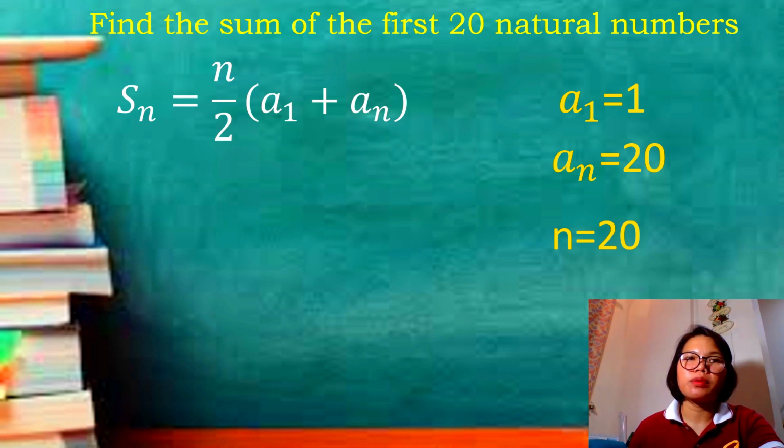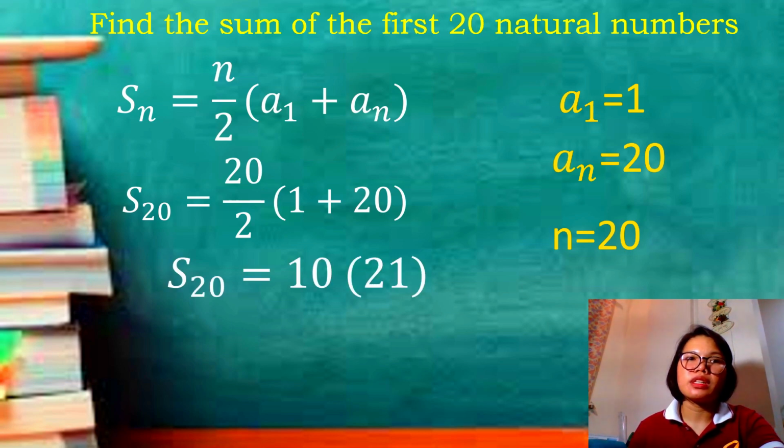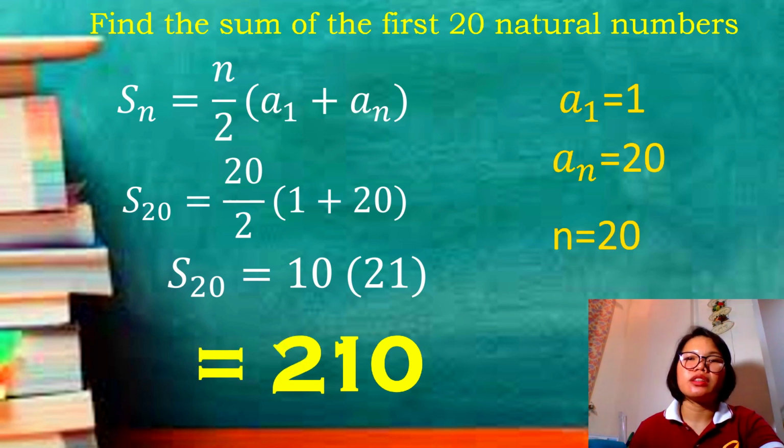Therefore, our substituted values are the sum of the 20 terms is equal to the sum of the first term and the last term multiplied to 20 divided by 2. Or simply, the sum of the 20 terms is equal to 10 times 21, wherein the answer is 210. Do we have the same answer? Is it clear now? Okay, let's now proceed to another example.